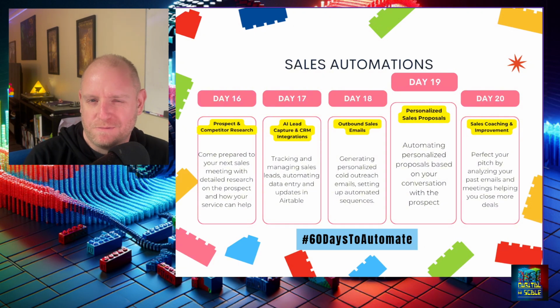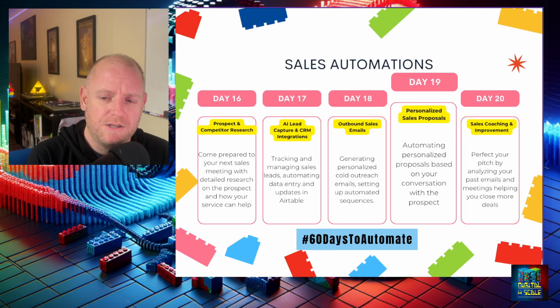So, just a quick recap: this week, we've been focusing on sales automations. On day 16, we learned how to use the web tool to research our companies and our competitors. We then created a lead gen chatbot that can be put on our site instead of a lead form. We also created outbound sales emails yesterday and learned how to create personalized sequences.